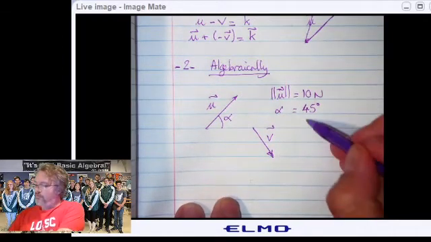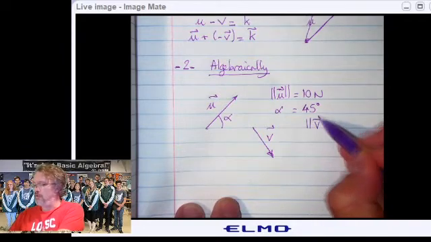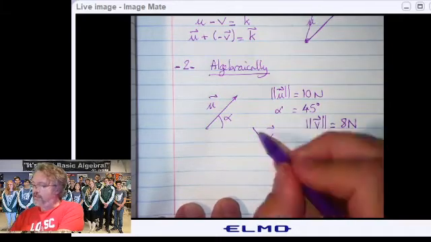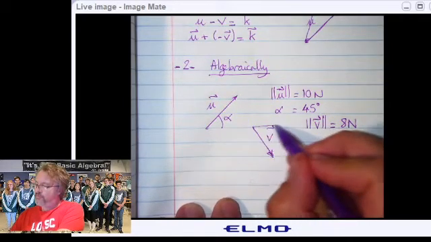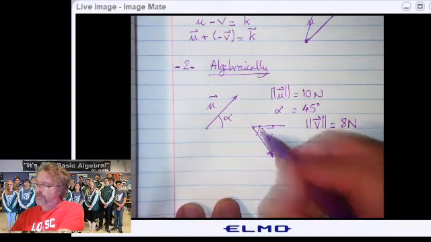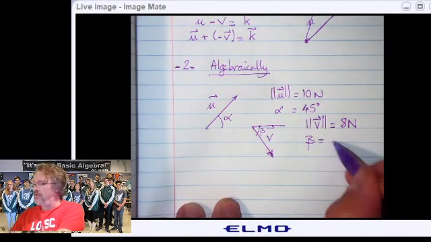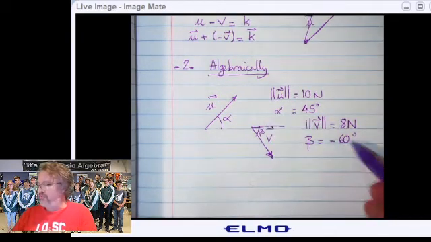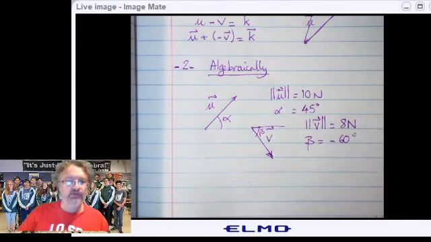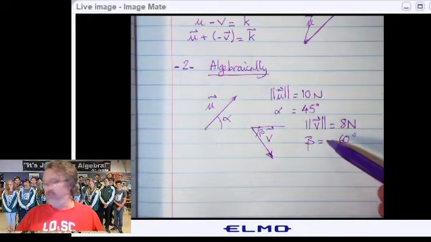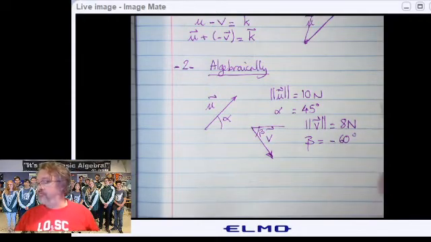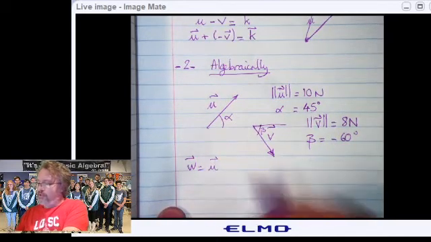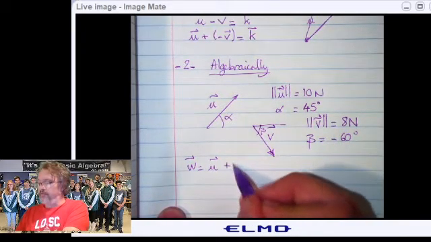Let's say that the magnitude of the vector v is, let's say, 8 newtons, slightly smaller, and that the angle, again from the horizontal right here, let's call it beta, is negative 60 degrees. If you have an issue with the negative 60 degrees, just pretend it's positive 60 degrees. It's fine. So what do we do now to find the vector w and its components if the vector w is equal to the vector u plus the vector v?